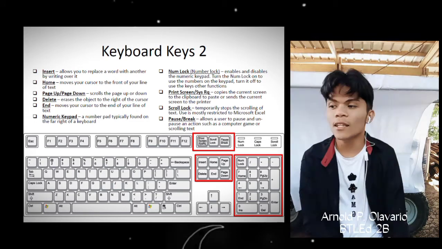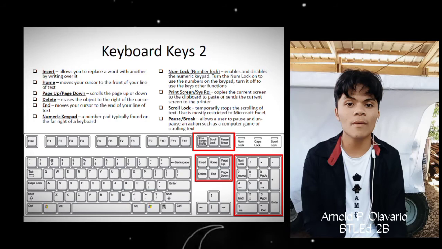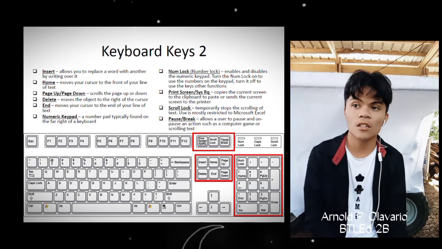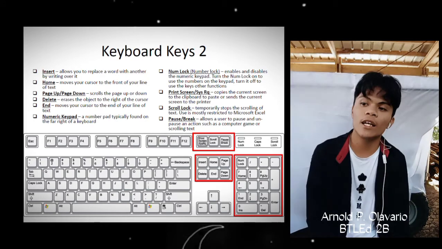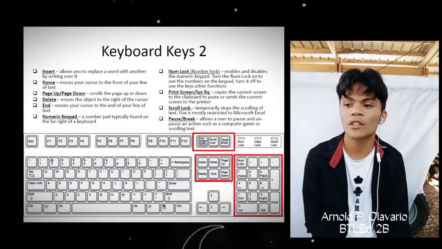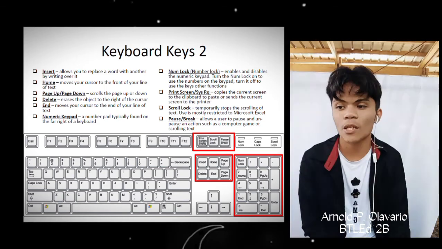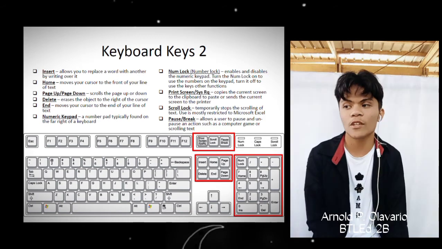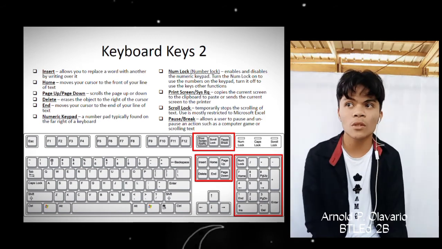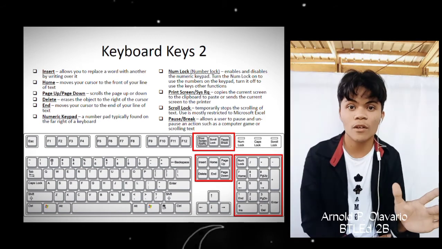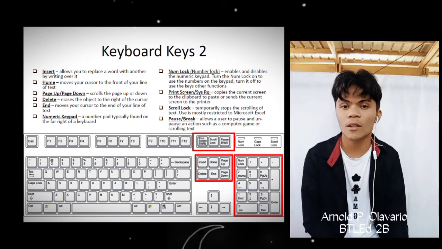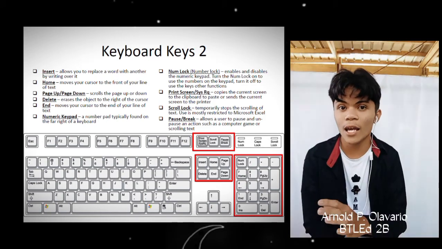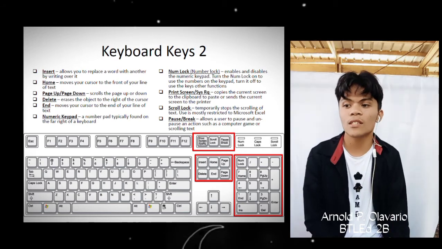Then we have the delete and numeric keypad. The numeric keypad is similar in style to a calculator. Then we have the numlock. It enables and disables the numeric keypad. Then we have also the print screen. For example, when you are going to capture the entire screen, you can use print screen by pressing the Windows key and the print screen. So next is the scroll lock.